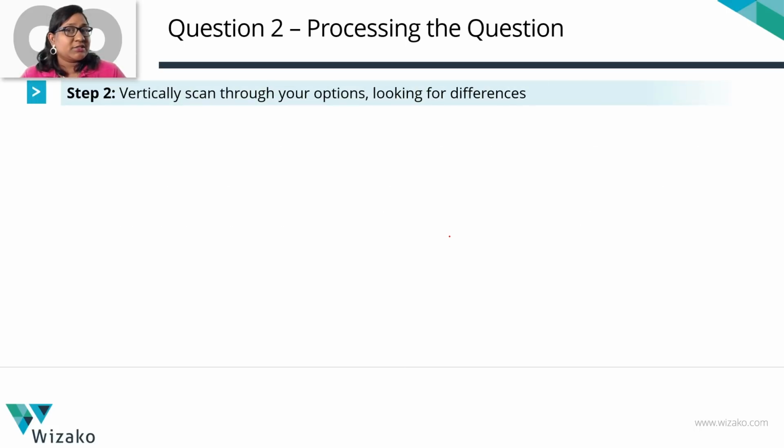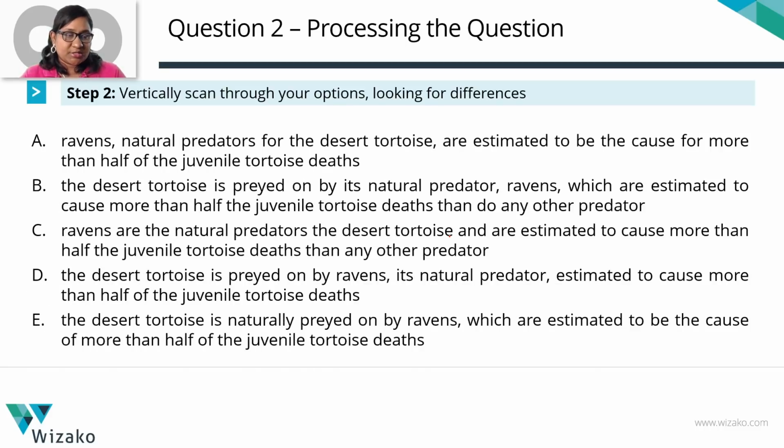How do we process the answer options? We start by vertically scanning through the options, looking for differences. Let's do it. Let's look at our answer options. Okay, what differences do we spot? We can straight away spot that some of the options are starting with the word ravens. Some of them are starting with the desert tortoise.